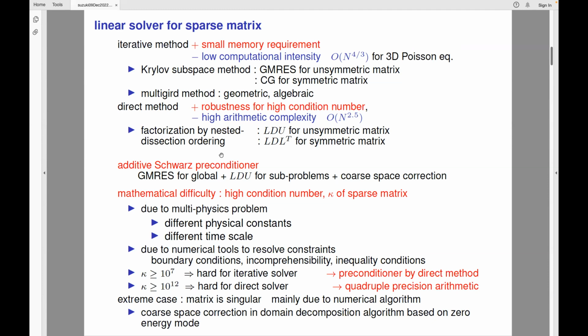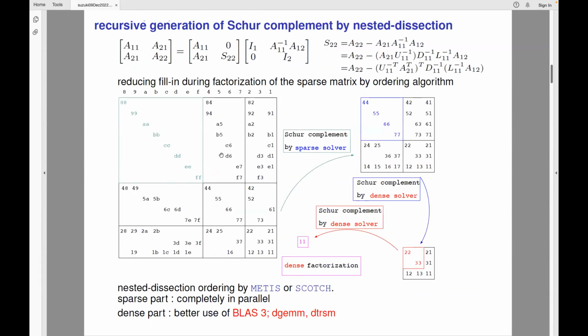Of course, this condition number is still high, so it's difficult to solve by iterative method, and if it is too high, we have to switch to higher precision computation, like quadruple precision arithmetic. This is the global view of what I should do, and next are some details on the direct factorization solver. The main key issue is the decomposition of domains into small pieces, and also introducing pivoting technology. Pivoting provides some kind of stability of the factorization.